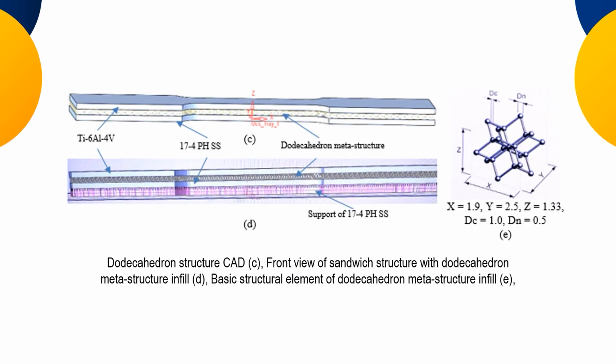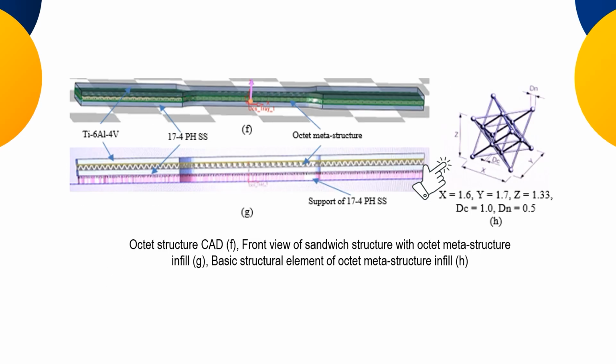Now you can see over here, this is the fabricated part. As you can see, the top is Ti6Al4V, the bottom part is 17-4 PH stainless steel, and in this case the dodecahedron metastructure has been applied over here. This is of course made up of the titanium, and we tried with the octet also, right? So this is the basic element structure of the dodecahedron. Now this is the basic structure for the octet.